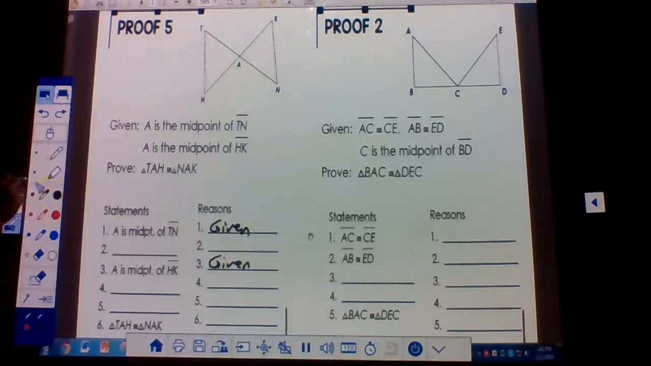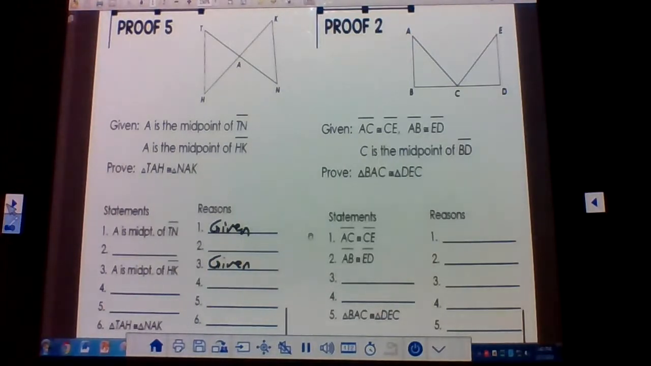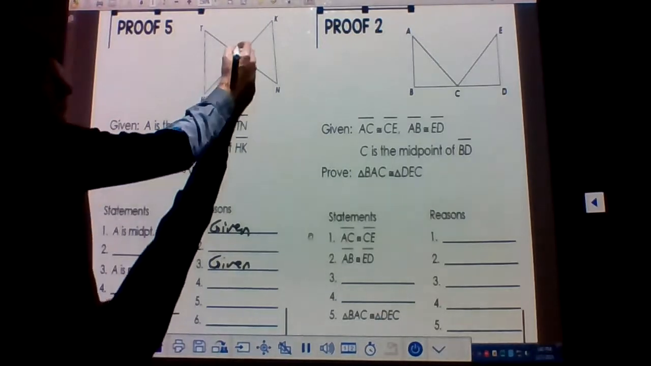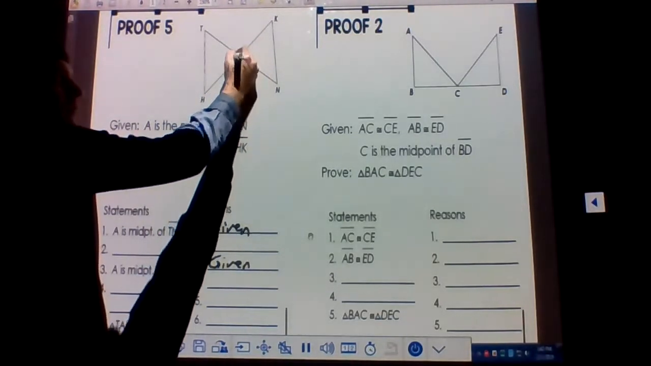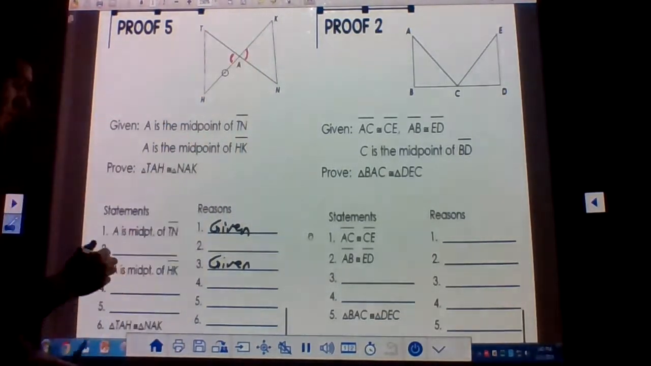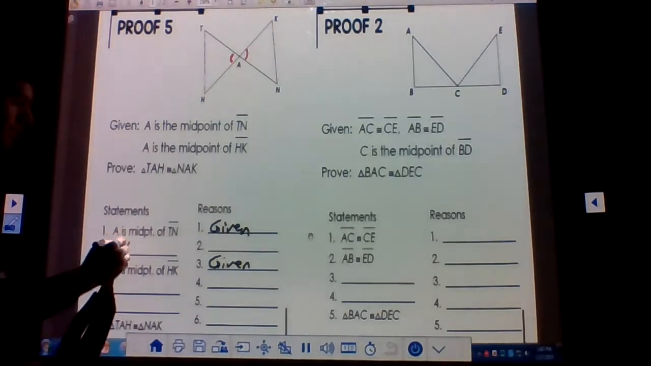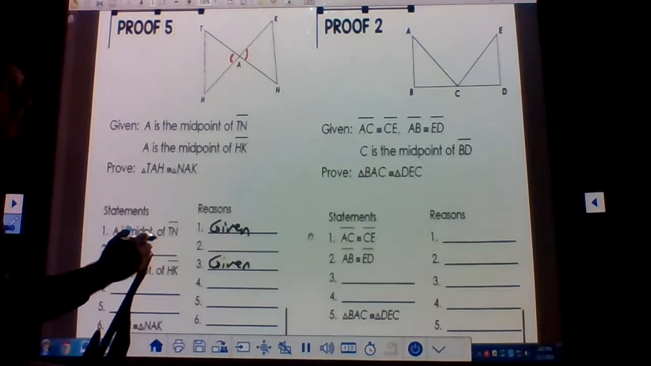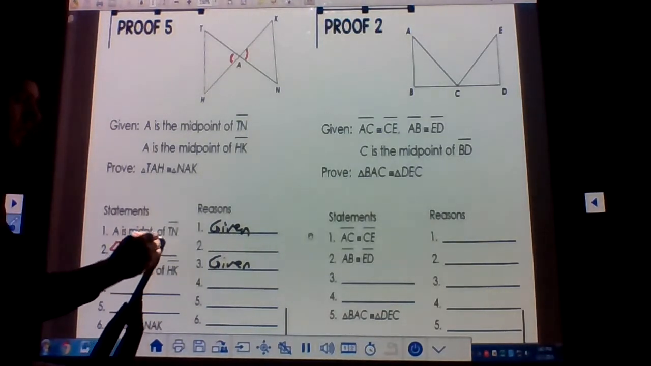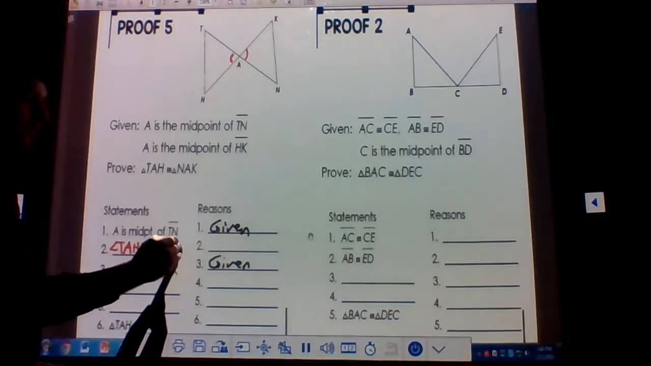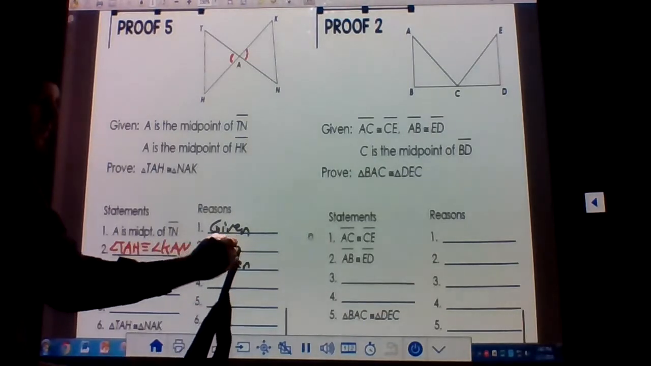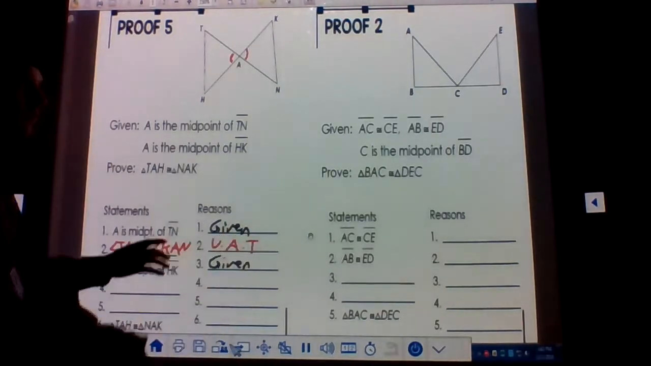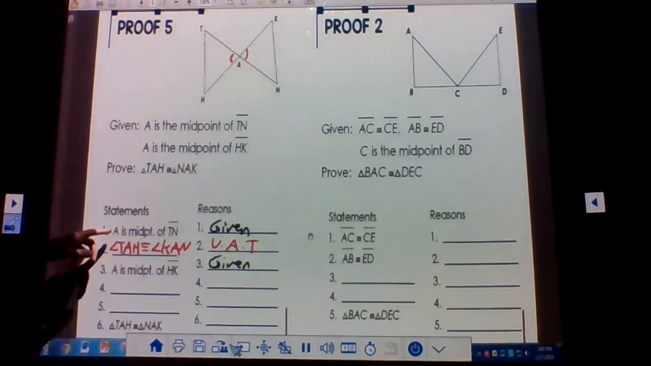Okay, for us then, we're just going to go down our list and see what we have. The first thing on the list that we want to look for are vertical angles, and we do have vertical angles. Okay, these are going to be the vertical angles here. So that's angle TAH, and that's going to be congruent to angle KAN. Okay, and that is your vertical angle theorem, right? Your vertical angle theorem says vertical angles are congruent.